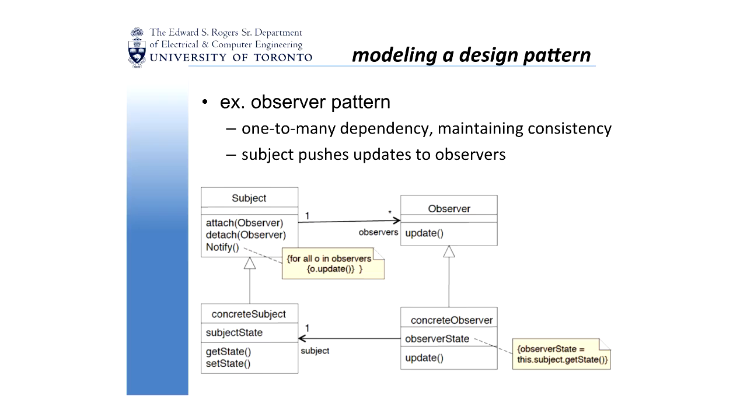Modeling a design pattern, such as the observer pattern. This pattern is crucial for managing one-to-many dependencies where you need to maintain consistency between a single subject and multiple observers. When the subject changes, it pushes updates to all its registered observers.